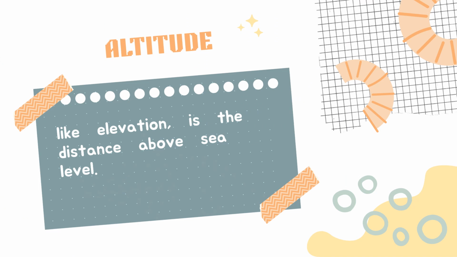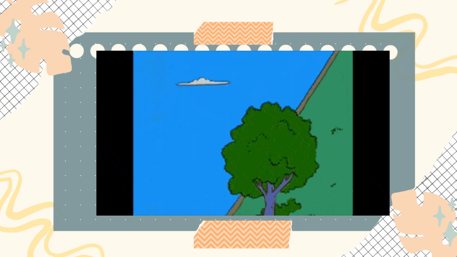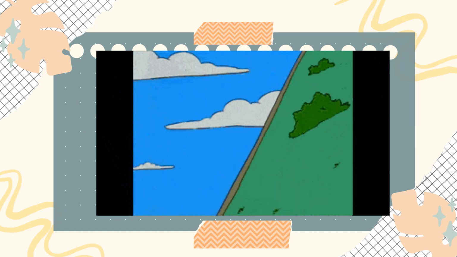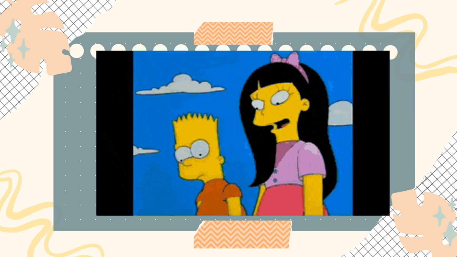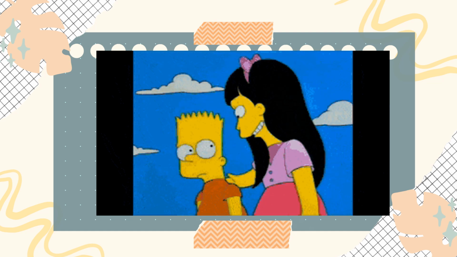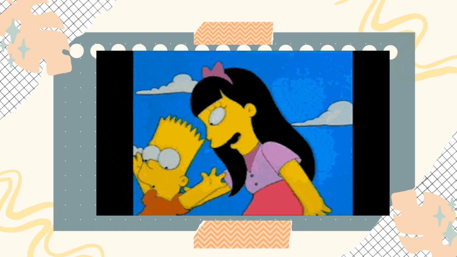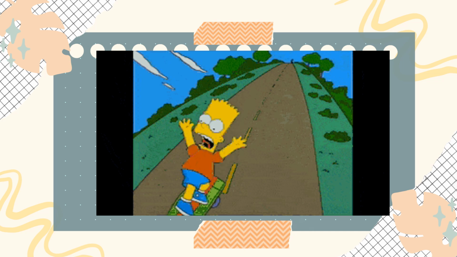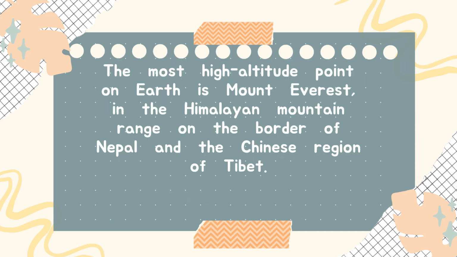Altitude, like elevation, is the distance above sea level. Areas are often considered high altitude if they reach at least 2,400 meters or 8,000 feet into the atmosphere. And as the altitude increases, temperature decreases. The most high altitude point on Earth is Mount Everest, in the Himalayan mountain range on the border of Nepal and the Chinese region of Tibet.